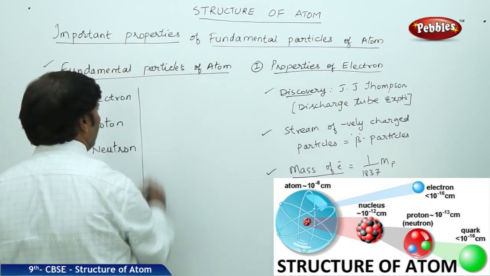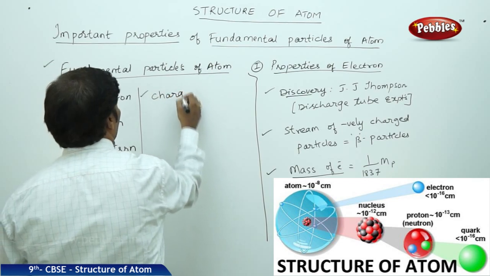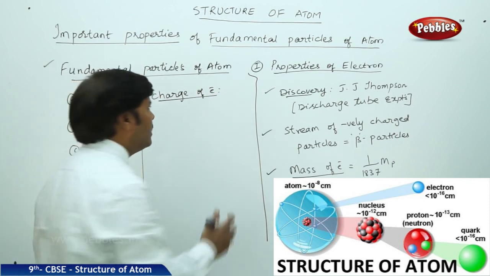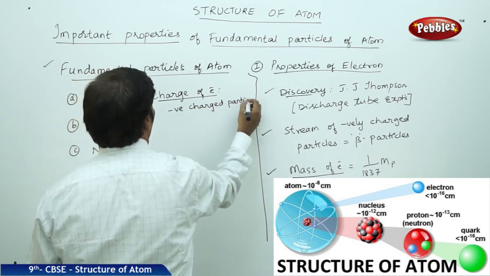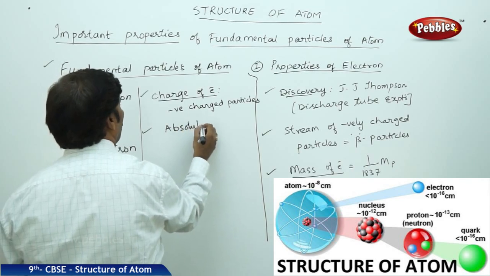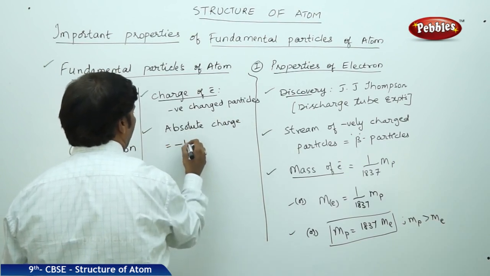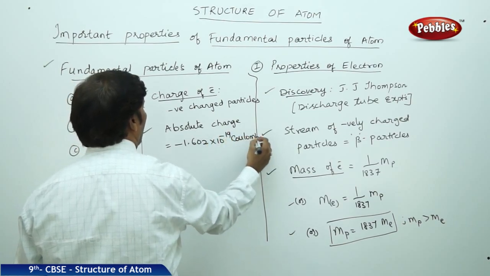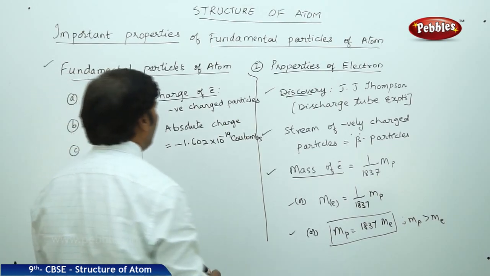Electron is continued. If you go to the charge of electron, it is a negatively charged particle, but the absolute charge is minus 1.602 into 10 to the power of minus 19 coulombs, because the charge of any particle is expressed in coulombs.